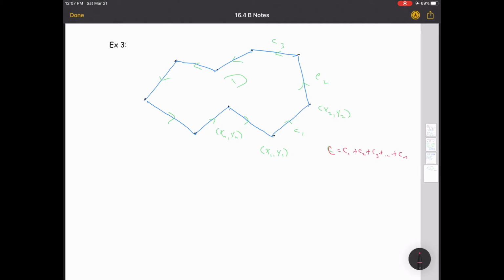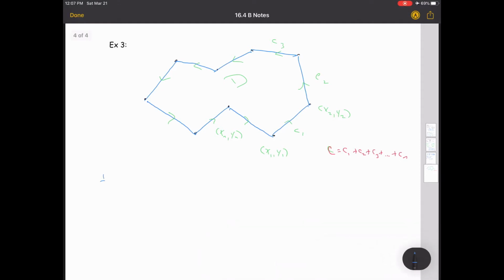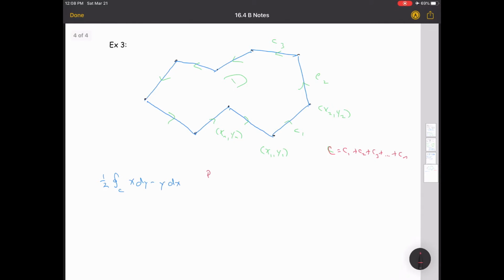Alright, so what we're going to try and do is find, using Green's theorem in reverse, the line integral of all of our C's of x dy minus y dx, well, 1/2 of that. So we're going to need to parameterize this, and this is a little bit more challenging to think of in the beginning, but it's not really difficult because of the fact that all of these things are linear. So it's not that hard to see.